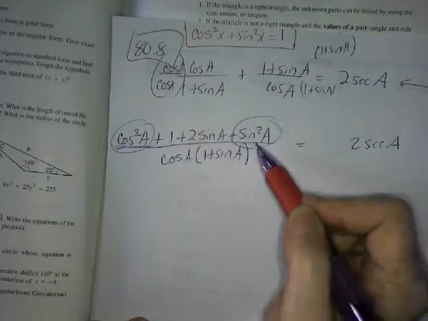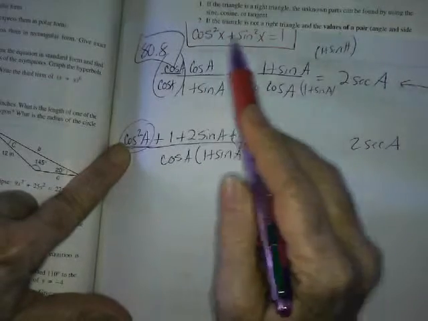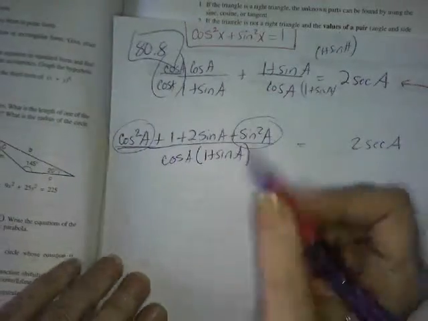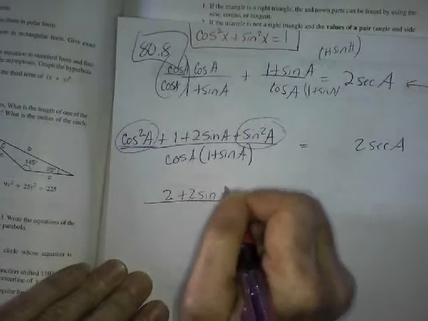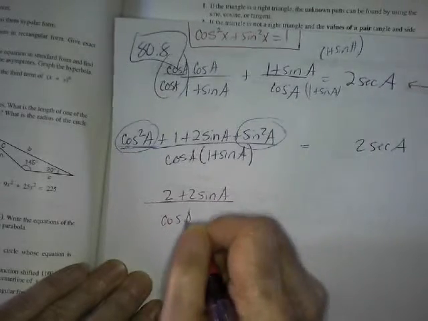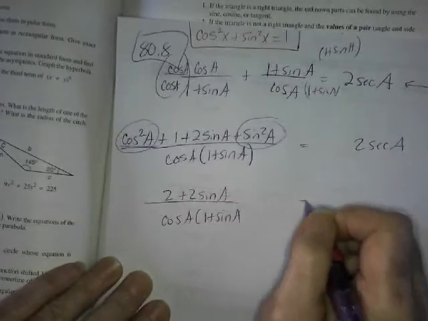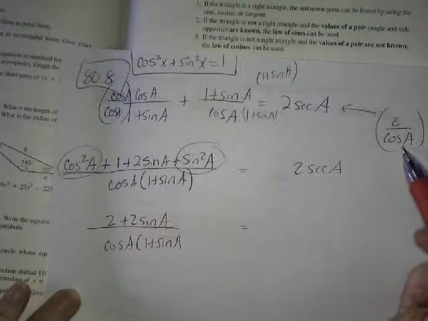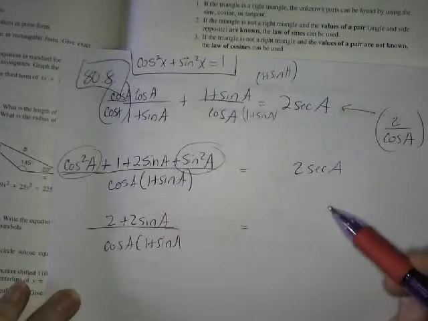Well, they're not on that page, but there's one of them. Okay, these two guys right here equal 1 because cosine squared x plus sine squared x equals 1. And then there's that other one. So now I'm going to write it as 2 plus 2 sine A over cosine A times 1 plus sine A. And I want that to end up being 2 over cosine A, which is the same as 2 secant A.